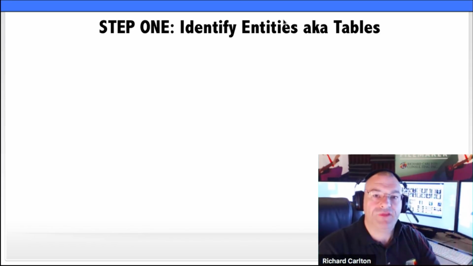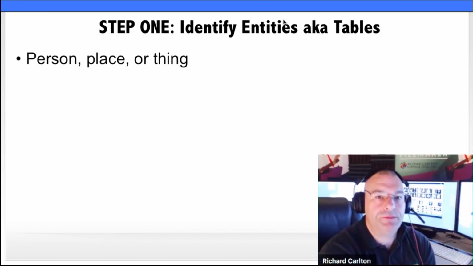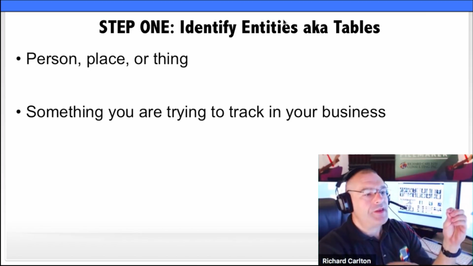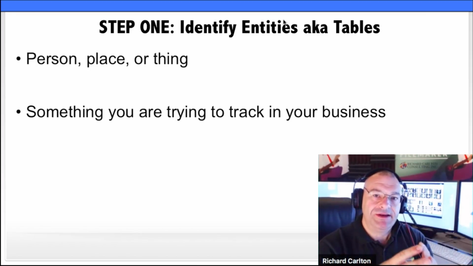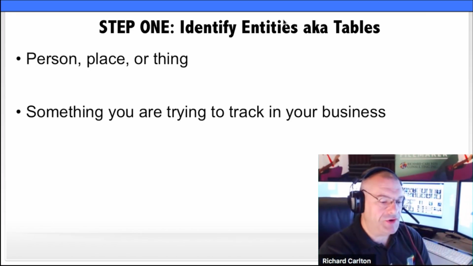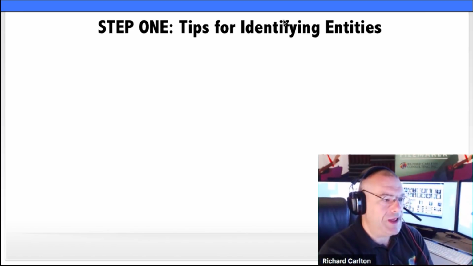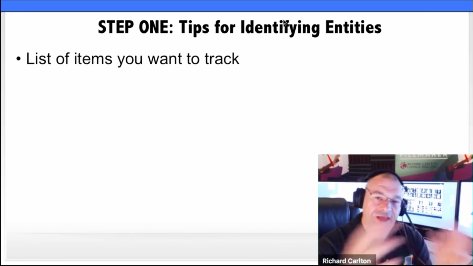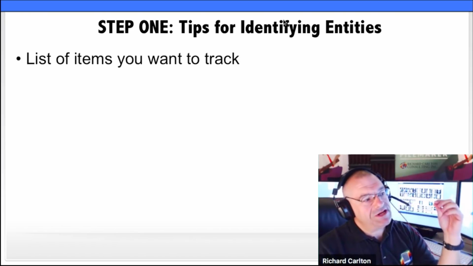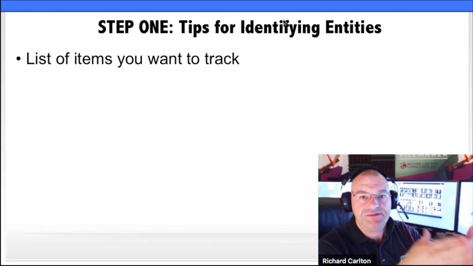So what is a table? It's a group of like data, right? We're talking about a person, place, or thing. It's a critical element in your business that you're tracking. It's a major component, right? So the idea is that to identify the entities, you're going to want to come up with a list of items that you want to track.